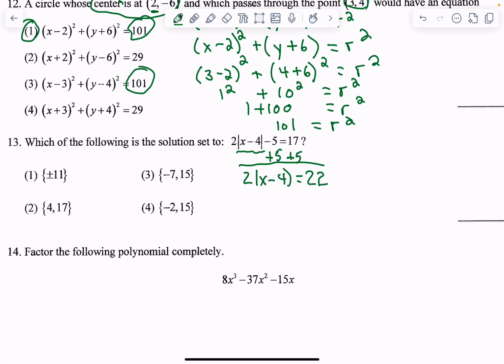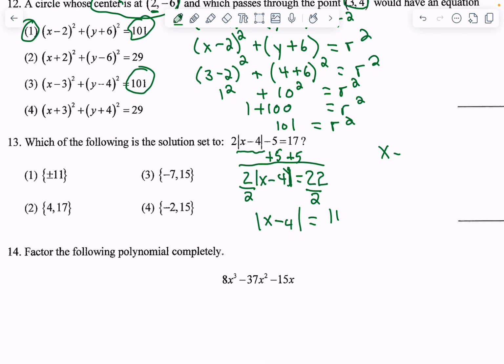All right, and then we're going to divide by 2. Divide by 2, and we get, oops, this is absolute value, x minus 4 is equal to 11. So now my two cases are x. So we're saying that 11 can be inside the absolute value.